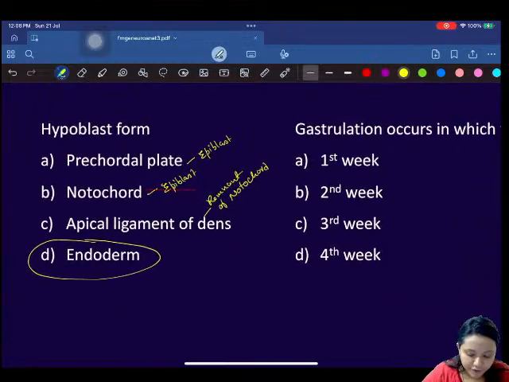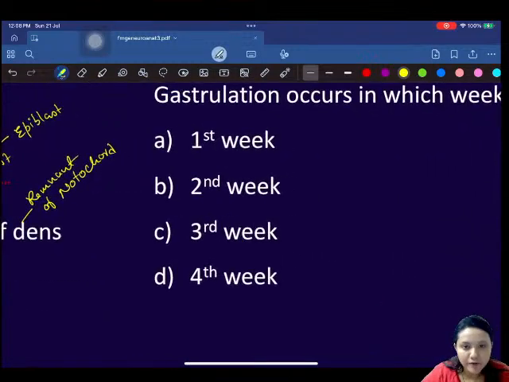Okay. Now gastrulation occurs in which week? They have given first, second, third week. Anybody who wants to answer this? Gastrulation. Very easy. Gastrulation occurs in which week? Anyone who wants to answer this question?